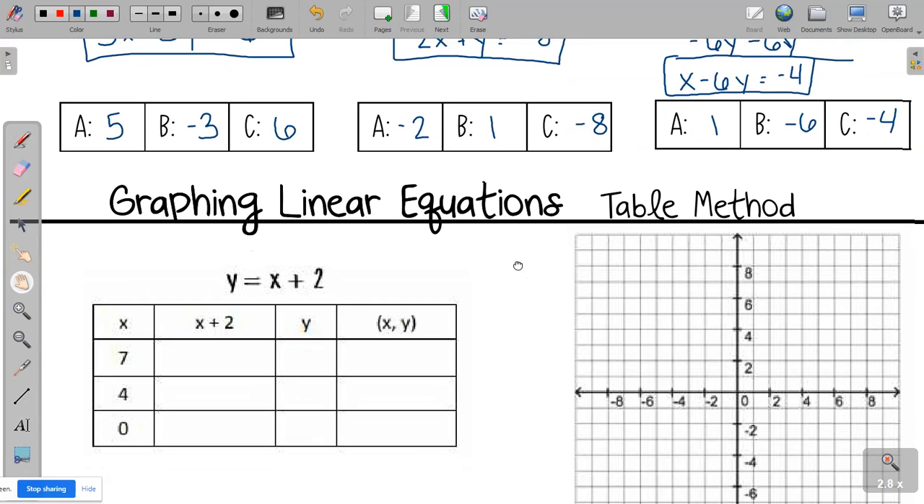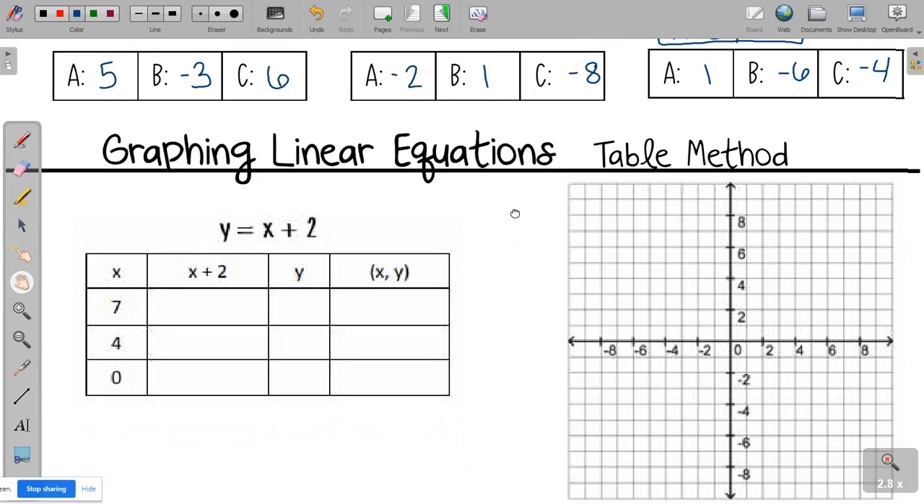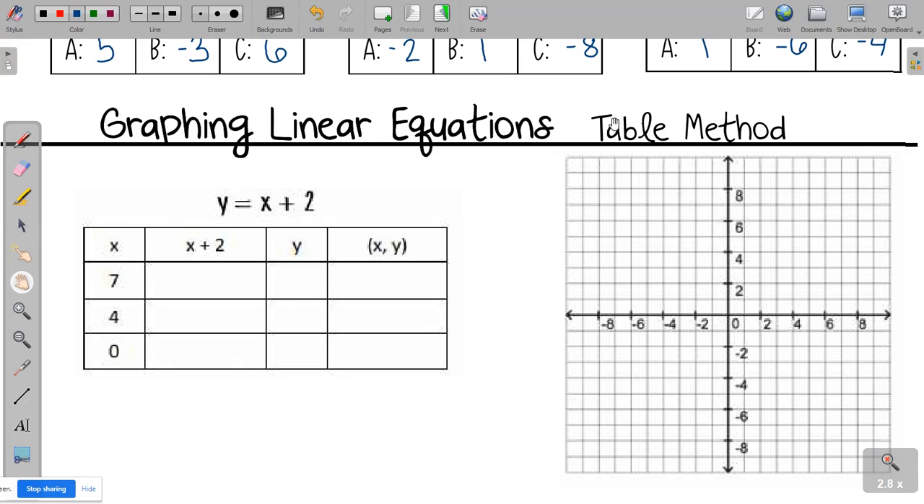There are different ways to graph lines. The first way that we're going to learn is the table method. So this is a review for when we are graphing functions. So we have our equation, y equals x plus 2. We have some x values given for us.